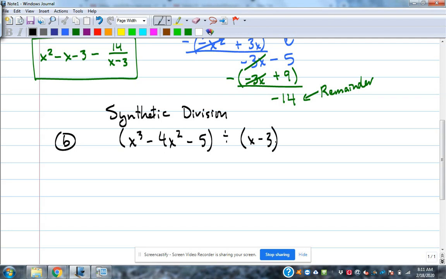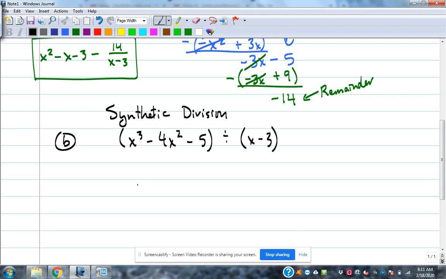So same rule, or the synthetic division is going to get us the same result. We should end up with a remainder of negative 14 at the end. Our quotient should be the same because it's the exact same problem. We're just using synthetic division instead of long division.